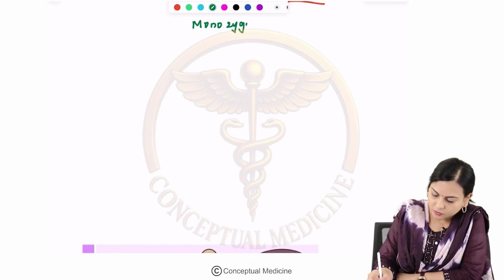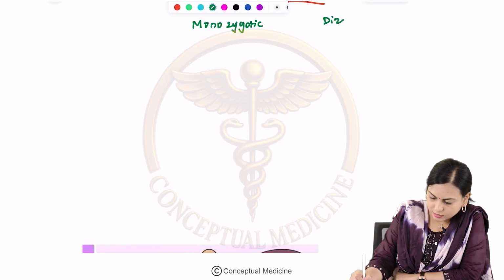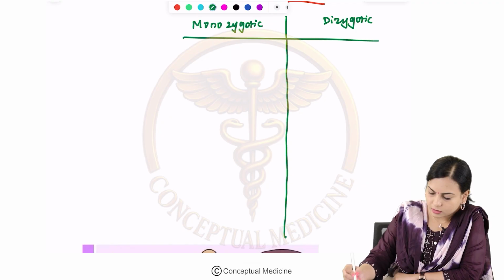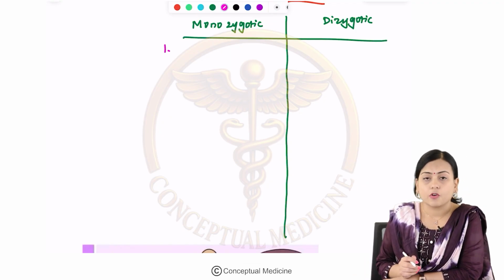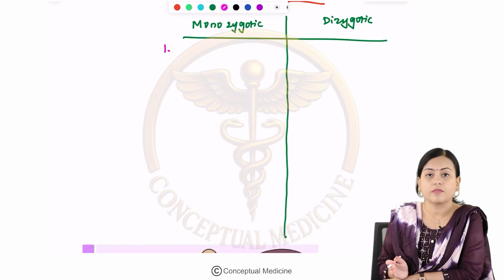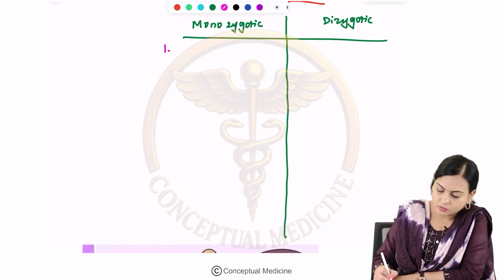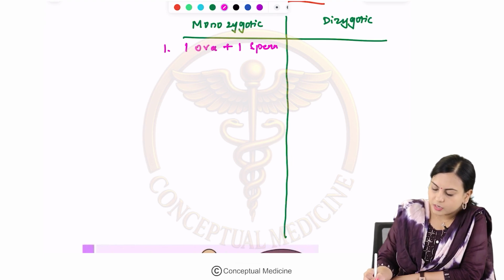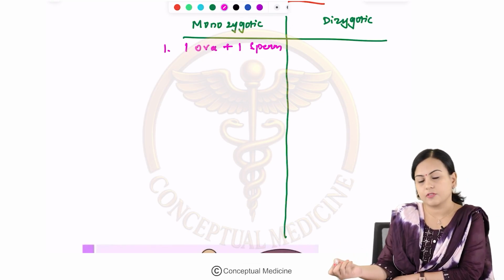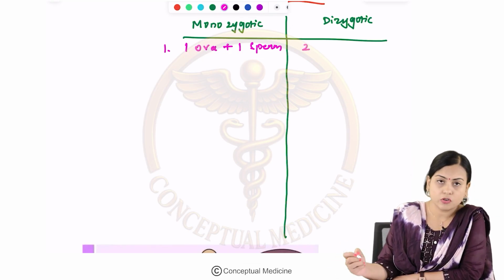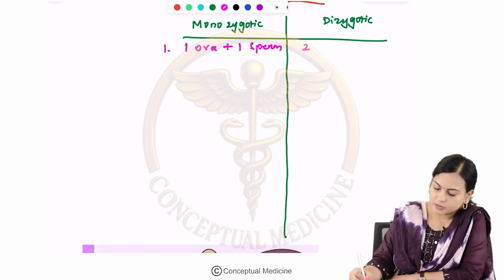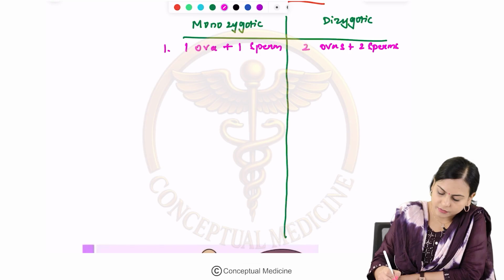So it is monozygotic and dizygotic twins. See, monozygotic twin is formed when there is fusion of one ovum with one single sperm. Okay, so it is 1 to 1. 1 ovum plus 1 sperm. Dizygotic means, from the name itself you will get, di means 2. So there is fusion of 2 ova with 2 sperms. Okay. So fusion of 2 ova and 2 sperms.